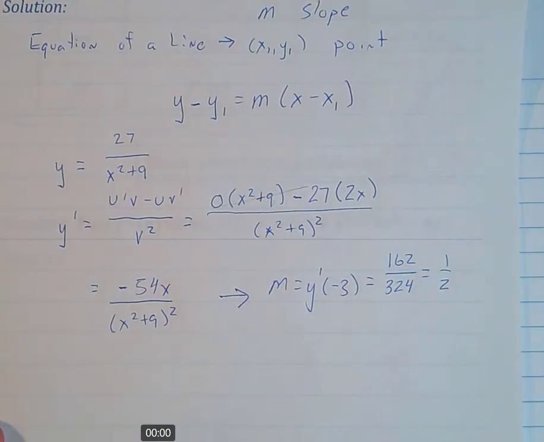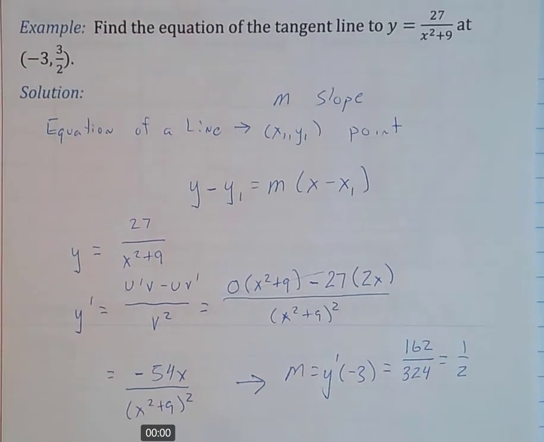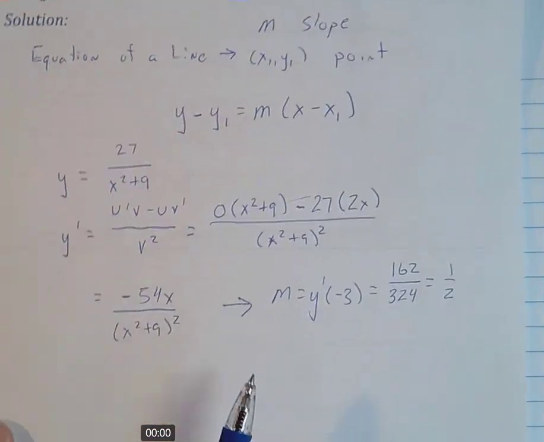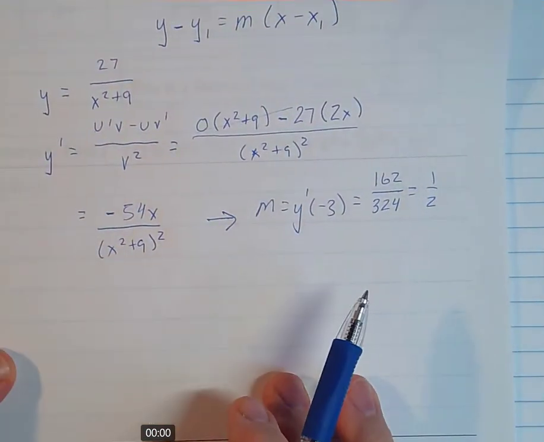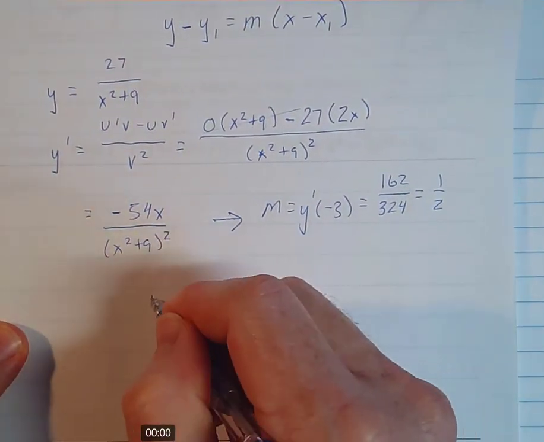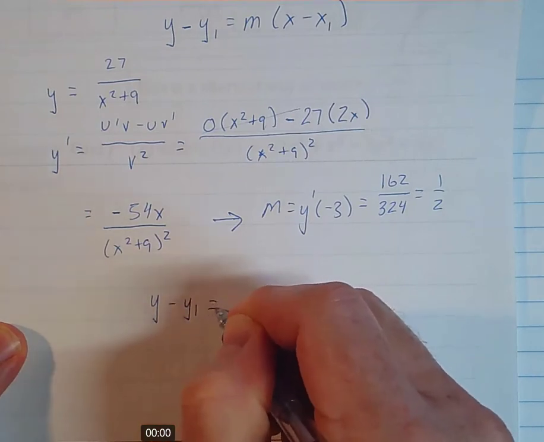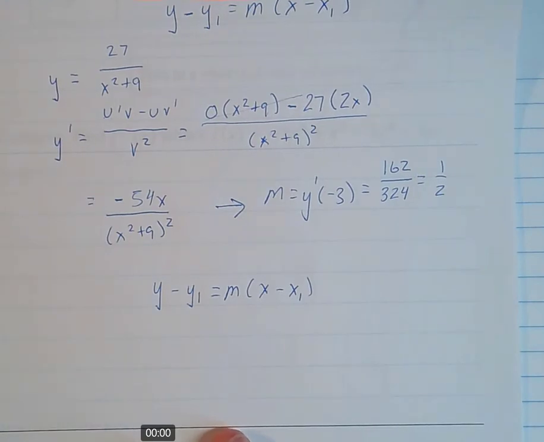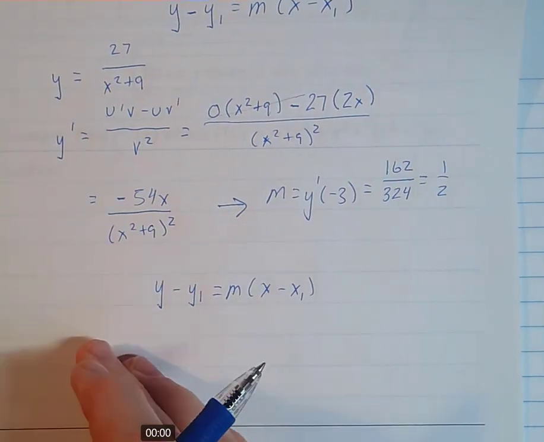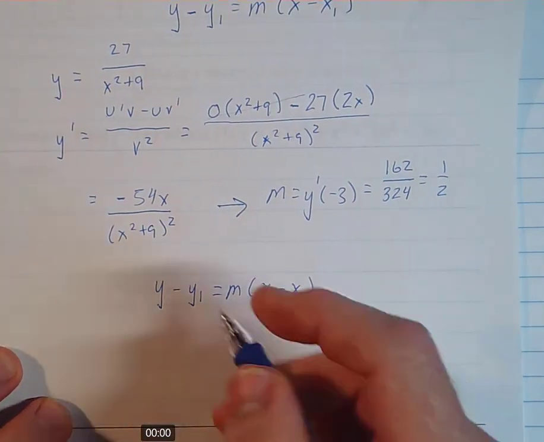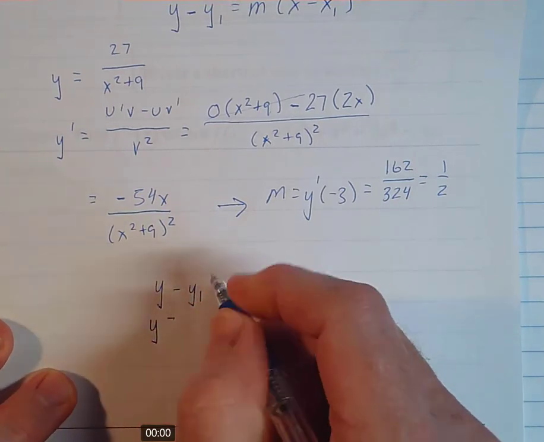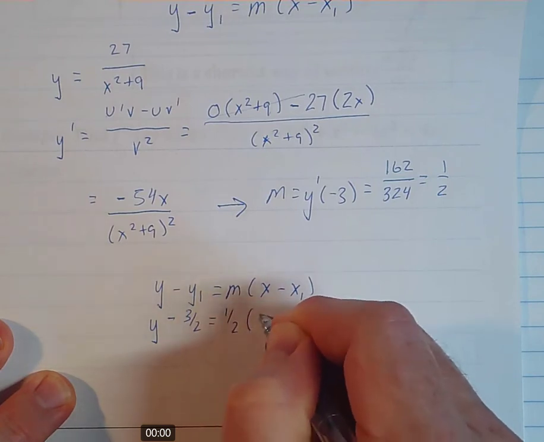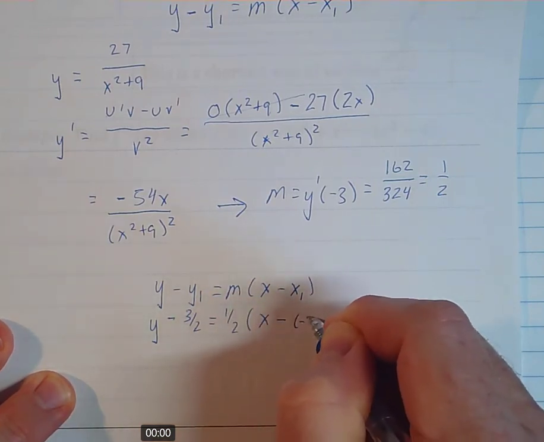Okay, so I've got pretty much everything I need. I know I've got the point -3, 3/2, and now I know that the slope is 1/2. So if I go in here and I use my formula, y minus y1 equals m times x minus x1, let's plug in all the right stuff. I have y minus 3/2 equals 1/2 times x minus a -3.